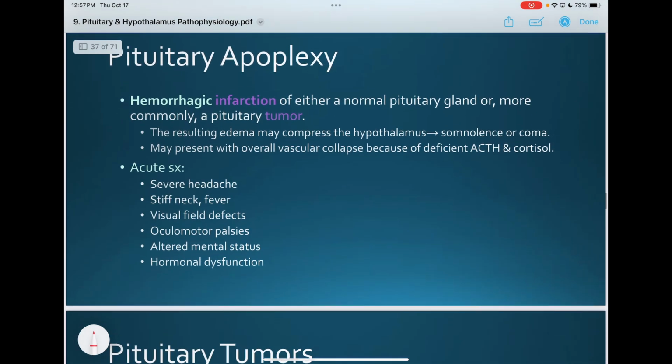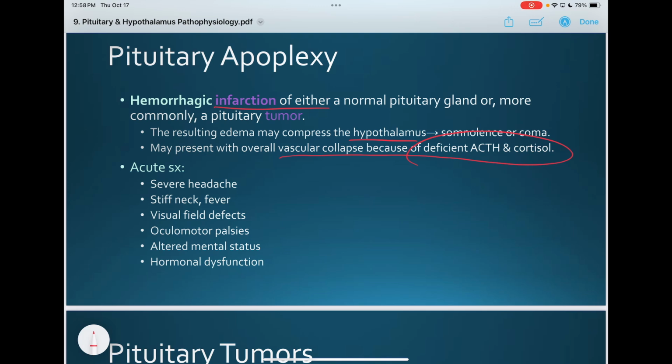Pituitary apoplexy is a hemorrhagic infarction of either a normal gland or a pituitary tumor. So the resulting edema may compress the hypothalamus. Remember, the hypothalamus is our alert center, awake sleep cycles. If you compress the hypothalamus, you can cause problems, and then you get sleepiness and somnolence. And they may have vascular collapse because they don't have any cortisol or ACTH.